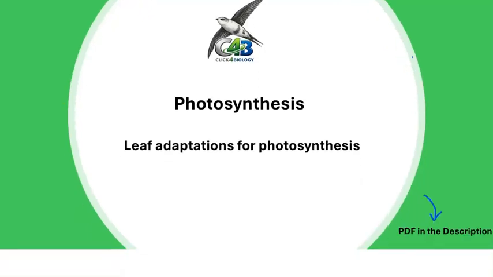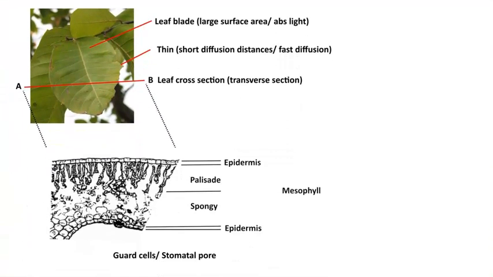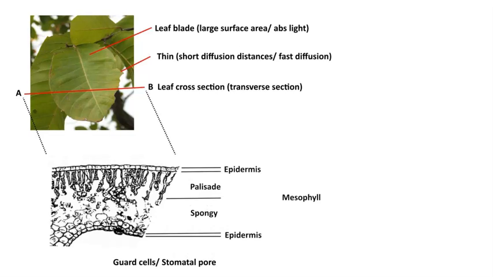So let's take a look at these leaf adaptations for photosynthesis. Now, typically, of course, leaves have a large surface area. This part of the leaf is known as the leaf blade, and this is our first adaptation. There's a large surface area, and the purpose of that is to absorb as much light as possible.